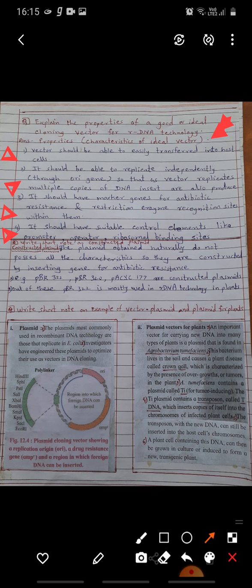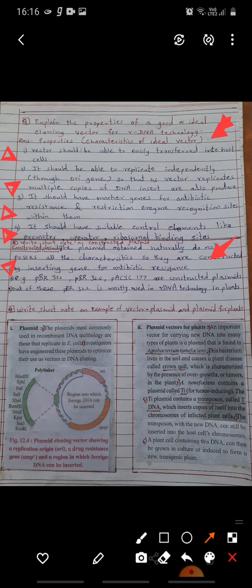Next question: write a short note on constructed plasmid. So, the definition of constructed plasmid: the plasmids obtained naturally do not possess all the characteristics which are present in an ideal cloning vector. So they are constructed by inserting genes for antibiotic resistance.